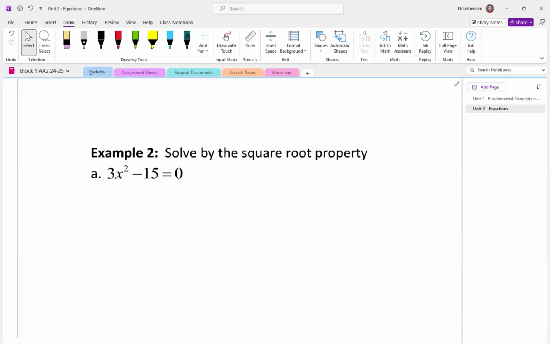If it's missing a linear term, it opens up a possibility that makes it easy to isolate that x. In this case, we're going to add 15 to both sides: 3x squared equals 15, divided by 3, x squared equals 5. We know that the solutions are x equals plus or minus the square root of 5.